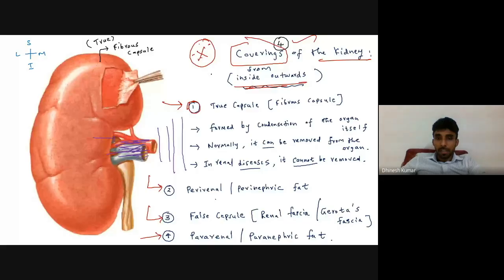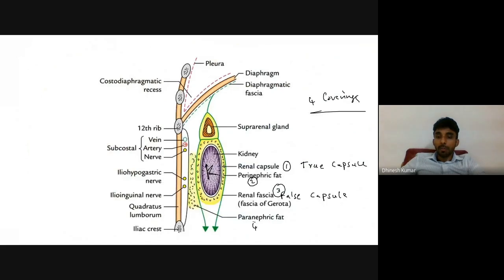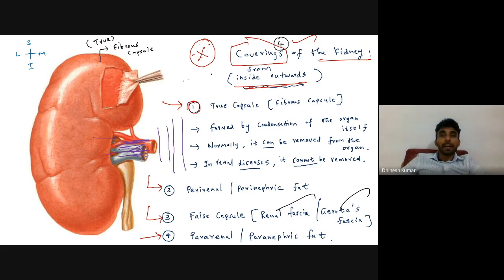Just outside the true capsule, we have the perirenal or perinephric fat. Then we have the false capsule. Another name for the false capsule is renal fascia or Gerota's fascia, as mentioned here. And what is the outermost covering of the kidney? Pararenal or paranephric fat. So if the coverings of the kidney are asked, you can write the four coverings from inside outwards.